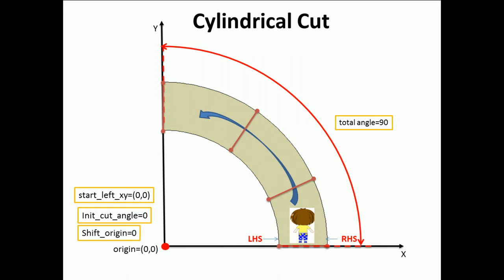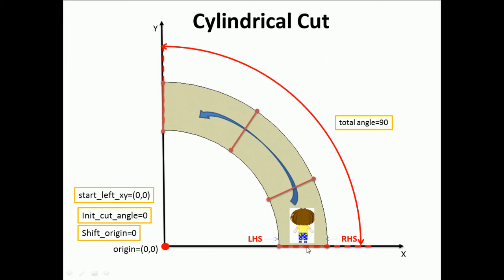Shift origin is used to define the distance between the center and the initial reference point. If shift origin is positive, the center is on the right side of the reference point. If shift origin is negative, the center is on the left side of the reference point. In this case, the center of the circle and the initial reference point are coincident, so shift origin is 0.